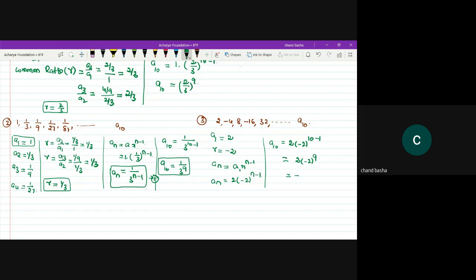Can I write minus 2 power 10? Hope you can understand this. -1 whole power 9 is minus only. The minus will come outside. 2 into 2 power 9, minus 2 into 2 power 9. That is minus 2 power 10.